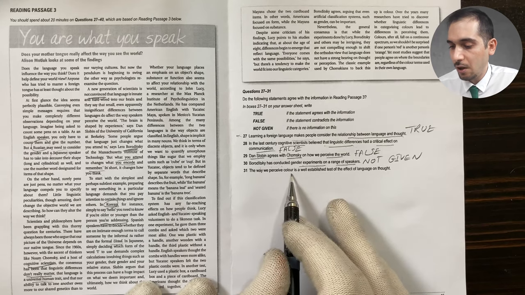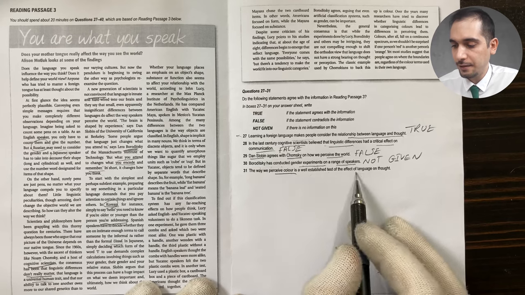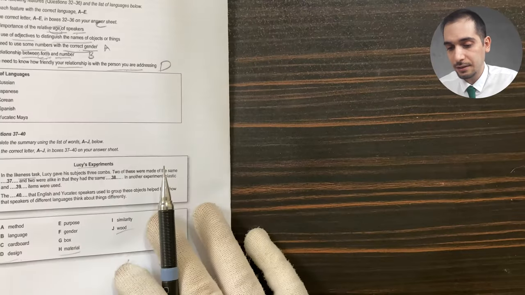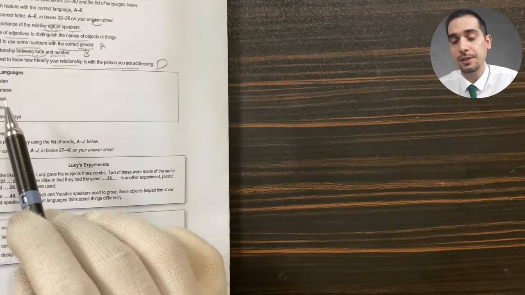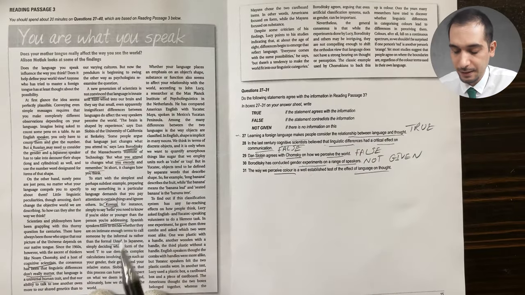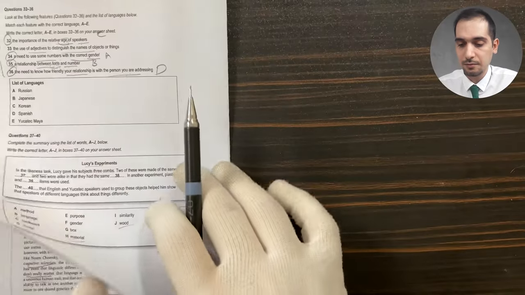The way we perceive color is a well established test of the effect of language on thought. Okay. A Japanese student deciding in Japanese again. So I told you that they might appear again in the passage. In Japanese, simply deciding which form of the word to use involves such things as the gender and your relative status. Okay, this letter.